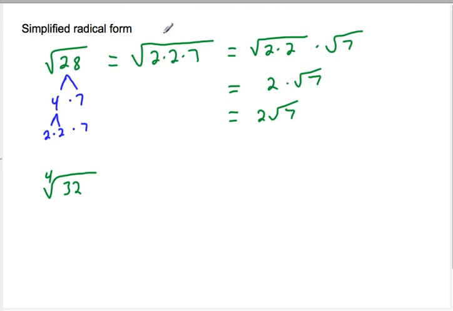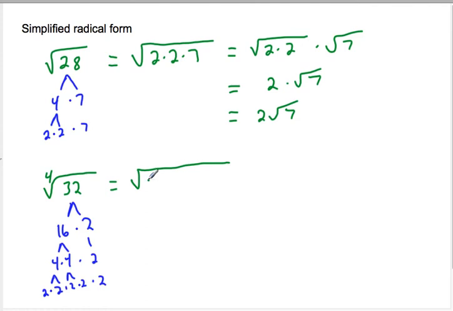So what we can do, again, is make our little factor tree here. So we got 16 times 2, 4 times 4 times 2, 2 times 2 times 2 times 2 times 2. Okay, so there's 5 2's there. And since we're looking for the fourth root, instead of breaking them out 2 at a time like we did up here, because we were looking for a square root, now we need to break them out 4 at a time.